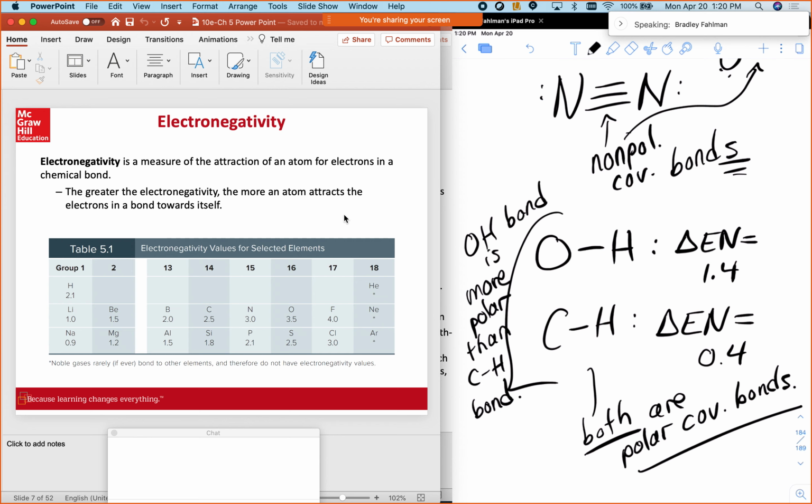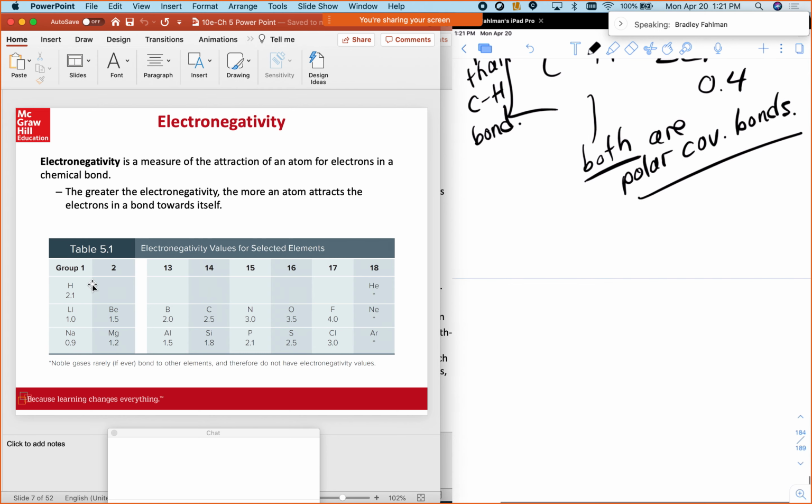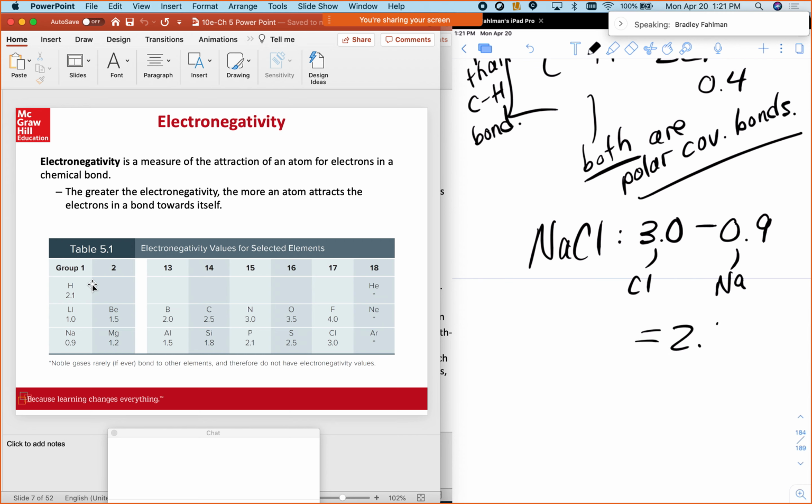And so you generally will get the biggest difference if you go from one end of the periodic table to the other. For instance, if you look at NaCl, that's a pretty big difference. You've got 3.0 for Cl, and sodium is only 0.9, from that table. So that is 2.1, a very large value.